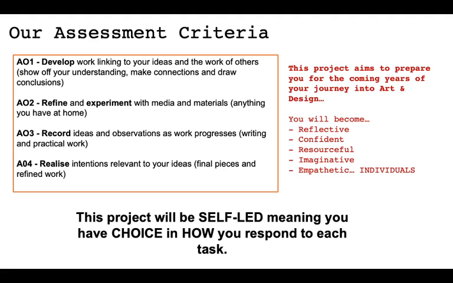AO1 is looking at developing your ideas, linking to the work of others, so artists. AO2 is thinking about experimentation. AO3 is recording ideas, so linking to written and practical work. And AO4 is realising intentions. That last one, don't really worry about at the moment because that's really hard to do from home. So we're just thinking about the top 3.